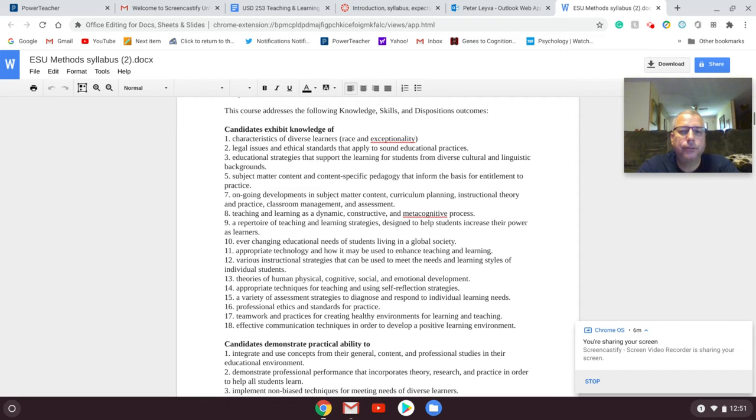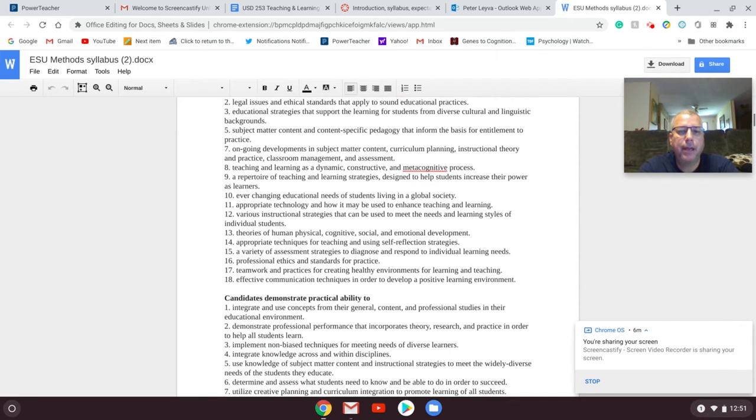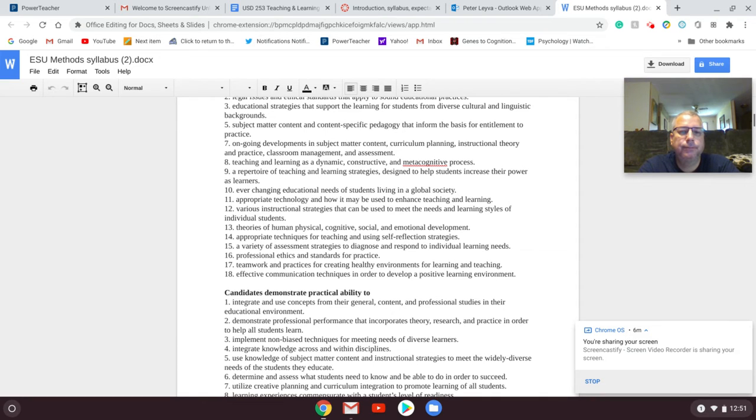Legal issues, ethical standards, subject matter, content, all sorts of things. Teaching and learning in a dynamic, constructive, and metacognitive process. Metacognitive is thinking about thinking. Learning how to interact with your students in a way that is comforting, welcoming, hopefully non-confrontational. All those things are very important in having a good, constructive, and welcoming classroom environment.